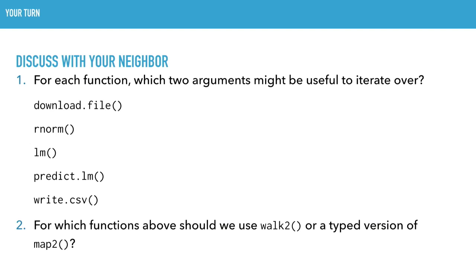Okay, so I have some functions that map2 might be useful for, and I want you to discuss each of these with your neighbor. The first task is, for each of these functions, talk about which two arguments you might want to iterate over at the same time. The second question is, for which of them might you prefer not map2, but one of its typed variants, like map2_int or walk2, for example. I'll give you 3 minutes to talk to your neighbor about that.